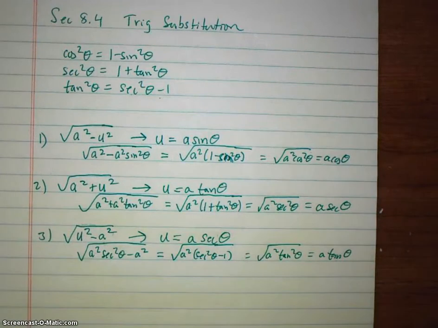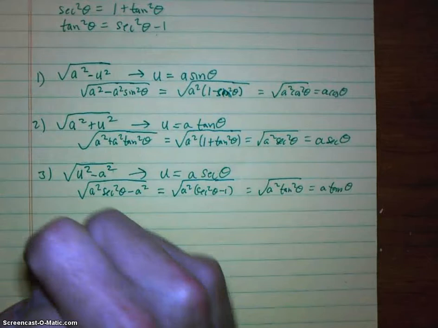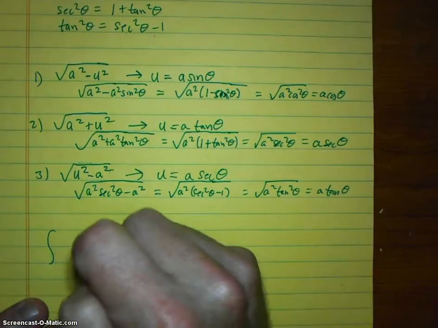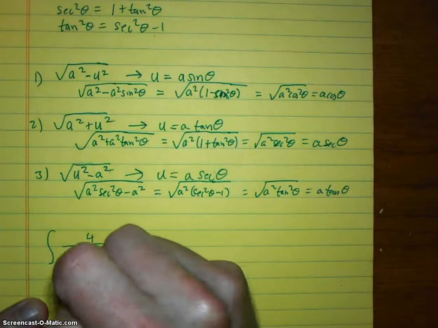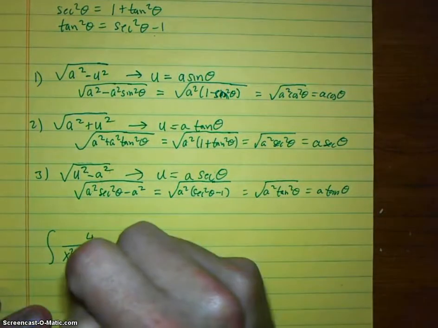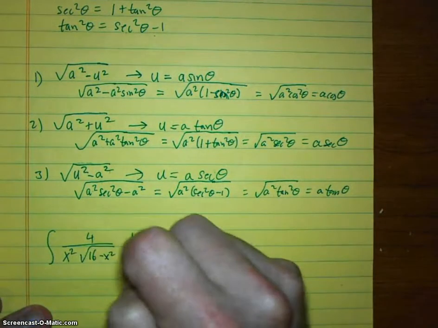All right, this makes more sense when we actually do some examples. So let me grab some out of the book here. We'll start with one of each kind, I suppose. So let's say we have the integral of 4 over x squared square root of 16 minus x squared dx.